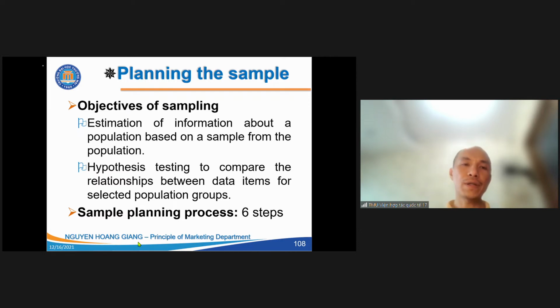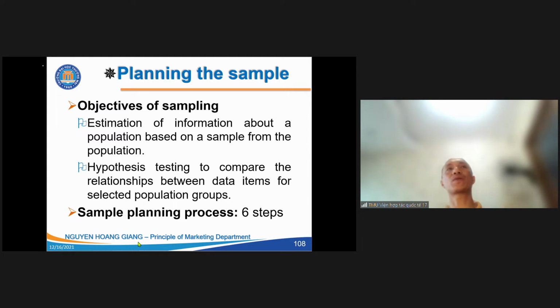So firstly, we think about the objective of the sampling, that we have to make estimations of the information about the population based on the sample from the population. So now for most research, we don't do it with the population. We just choose a sample to do it.